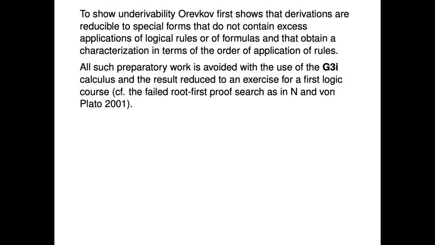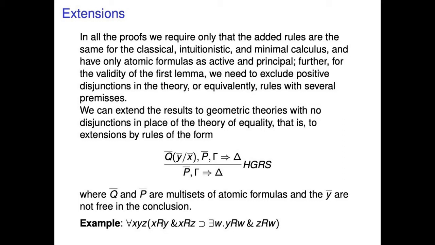The result can also be extended by having, rather than just the theory of equality, a theory that contains existential quantifier and does not contain positive disjunction, like, for example, the theory of directed relations. And the reason is that if we have such a theory instead of equality, all the permutation arguments continue to hold, and the results that are obtained just by inspection of the rules also continue to hold.